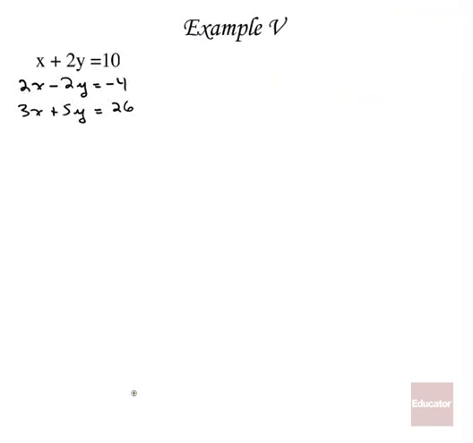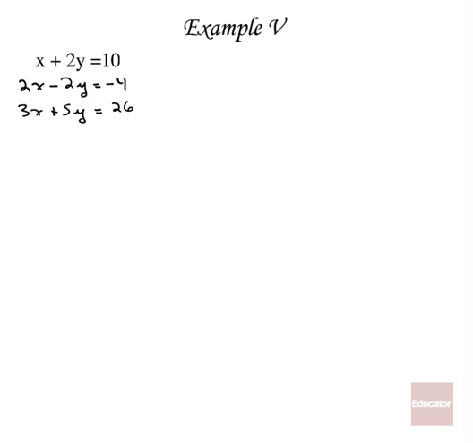We just want to be nice and example heavy, just to make sure that all the steps are covered, all the bases are covered, just so we know what we're dealing with. Okay, this particular system is x plus 2y equals 10, 2x minus 2y equals minus 4, 3x plus 5y equals 26. Okay, let's start off by eliminating the x here.